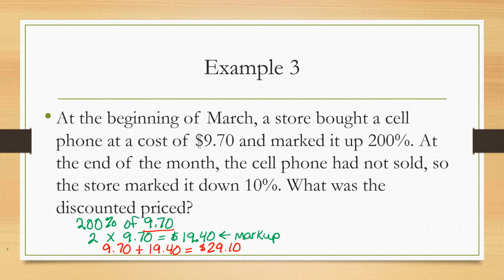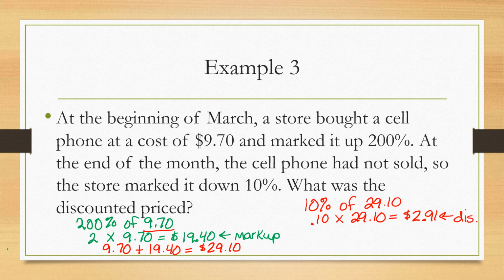However, in this problem, it tells us that it did not sell, so they decided to discount it or mark it down. Okay, so to mark it down, we would need to do 10% of that current marked up price, which was $29.10. So 0.10 multiplied by $29.10, which gives us $2.91.